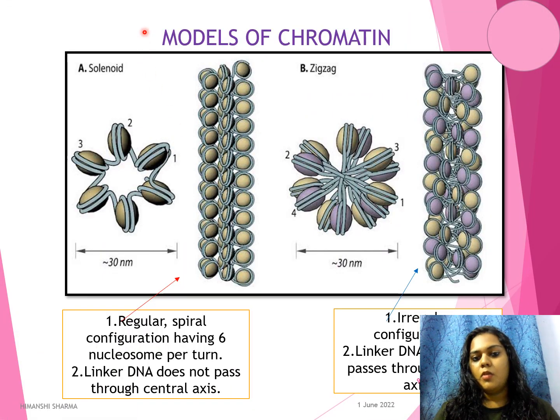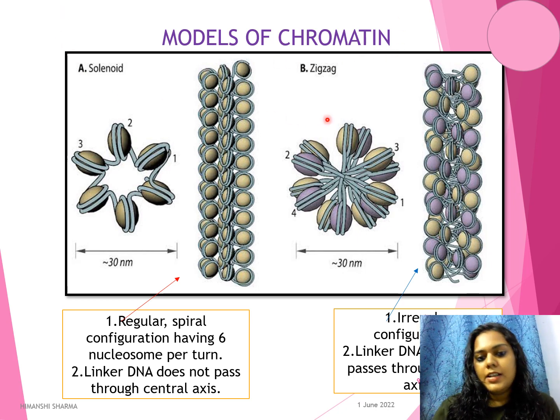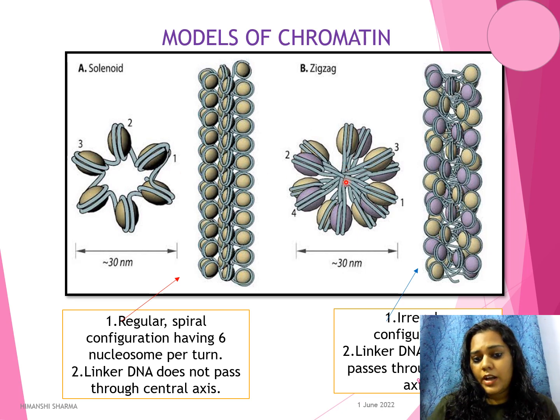Now here are the models for chromatin. Chromatin has two types of model: first is the solenoid model and second is the zigzag model. The diameter of both is 30 nanometers, but the difference is that the solenoid is a regular spiral configuration having 6 nucleosomes per turn: 1, 2, 3, 4, 5, 6 nucleosomes. Linker DNA does not pass through the central axis. Here we can see linker DNA is not passing through the central axis, but in the zigzag model we observe that the linker DNA passes through the central axis and the nucleosome configuration is not regular.